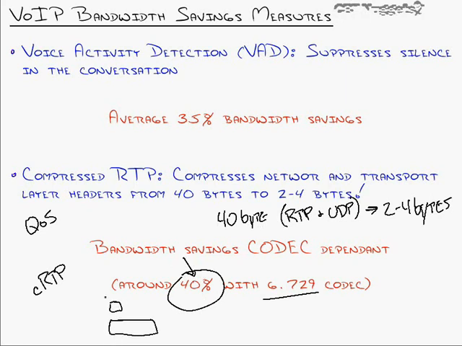Like in G729, you have a much smaller audio payload than with G711, where, we were running some of those calculations, it could be 240 bytes of payload versus the header. So the percentage actually depends on what codec you're using. But both of those can save you bandwidth.